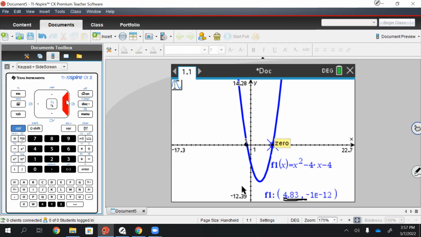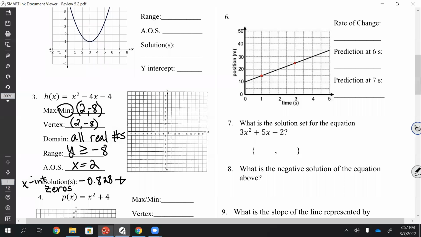And our other 0, it says 4.83. Okay, so that's how we would do that there. And then we can also graph. So always start with your vertex. So in our case, it's 2, -8.